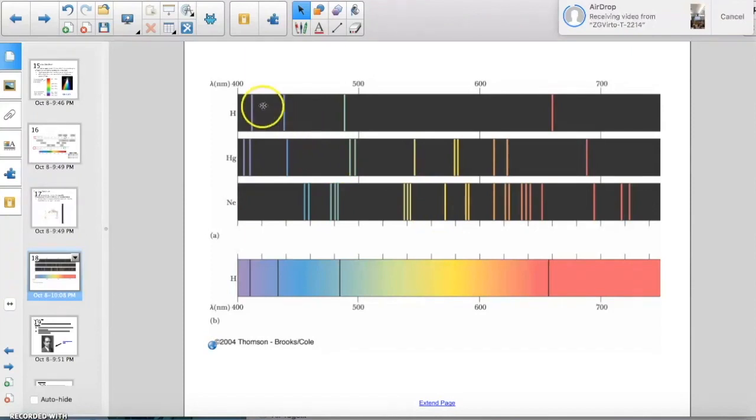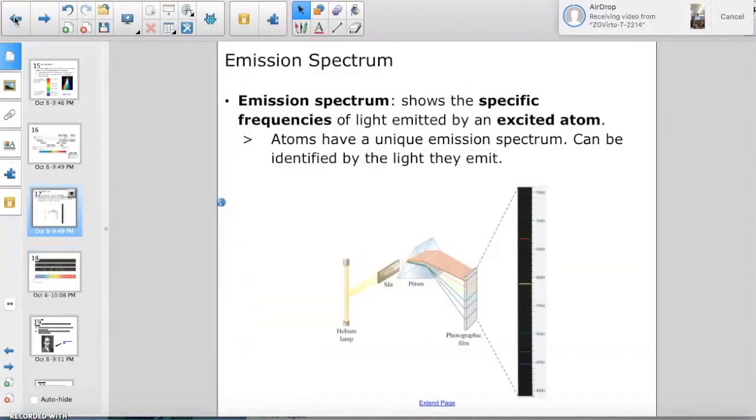What that means is that for hydrogen, the photons, the colors, the frequencies that we will see will be only this violet one over here, the blue one over here, the green one over here, and the red one over here. How does this happen? Well, we need to go back here and let's read this together.